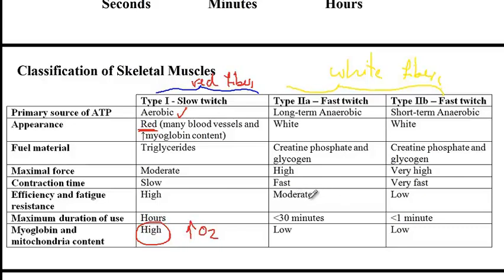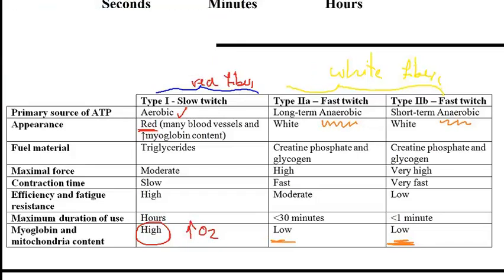However, these muscles, in comparison to the red fibers, can become fatigued very quickly. Indeed, we have two types of white fibers, type 2A, which can last for less than 30 minutes, and type 2B, which is kind of like the extreme form of fast twitch muscle fibers that will last less than 1 minute. And then, as we just discussed, these muscle fibers have a low mitochondria and myoglobin content because they primarily rely on anaerobic respiration. Now, a concept that I would like to discuss here with you is called oxygen debt.